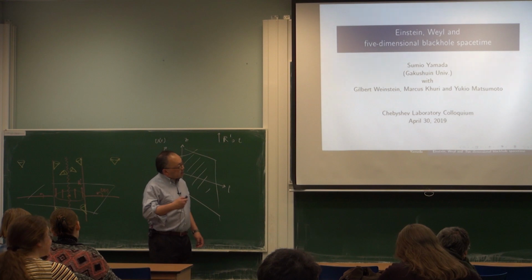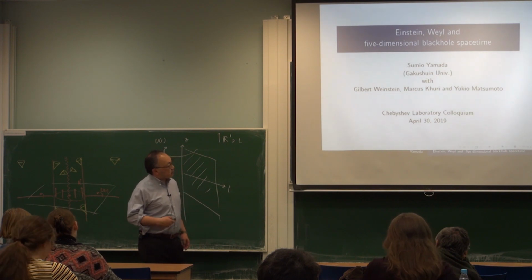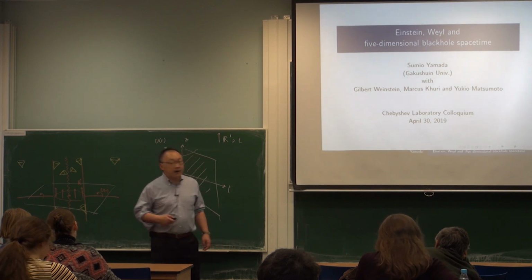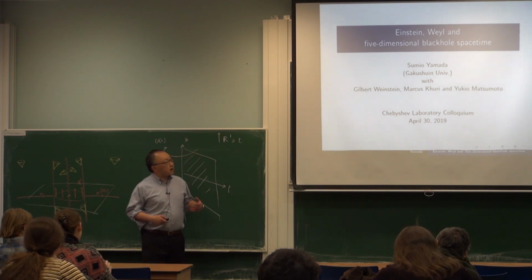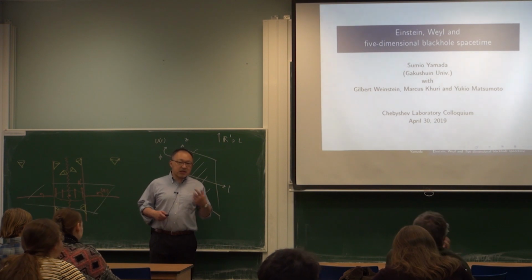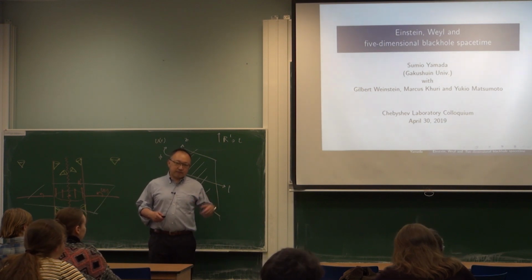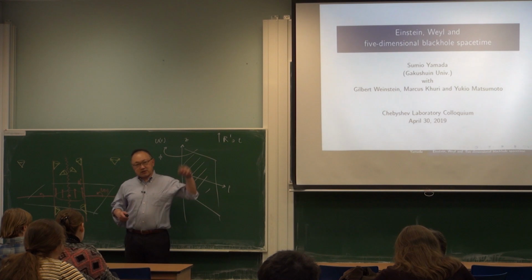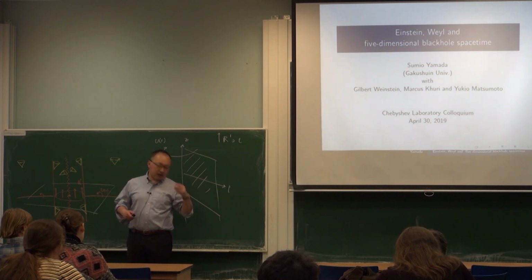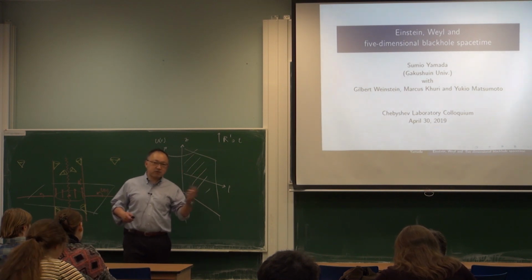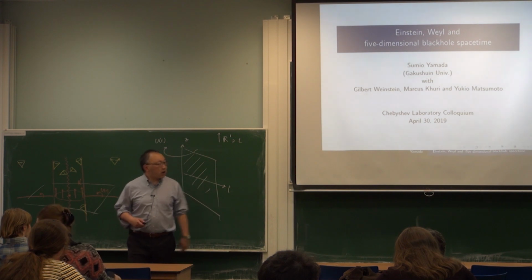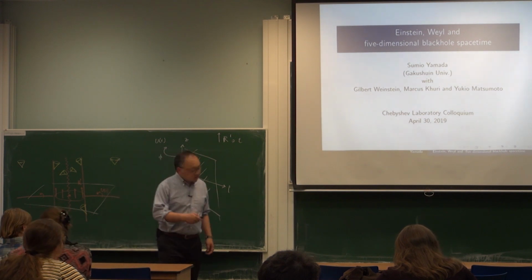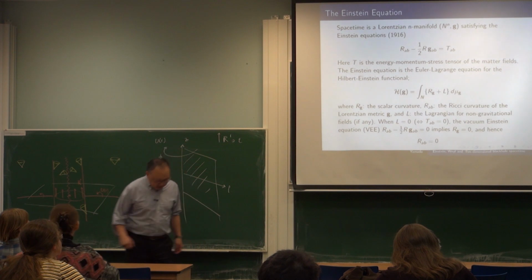But let me start with the project we've been working on for the last three to four years on the five-dimensional black hole spacetime. And actually, it's not just any five-dimensional black hole spacetime, but a stationary one with some symmetry. Stationary is a time symmetry, and then we additionally impose two axial symmetries, the U(1)² isometry group being there. So that's the situation. Let me start from the very beginning.